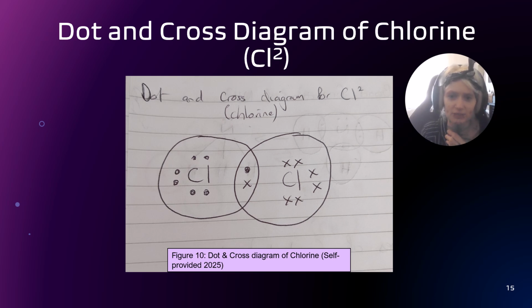Chlorine is a diatomic molecule, meaning 2 chlorine atoms share a single pair of electrons to achieve stability. Each chlorine atom has 7 valence electrons, meaning they are in group 17, and they share 1 pair of electrons to achieve a stable octet. It forms a single covalent bond, with both atoms achieving a full outer shell of 8 electrons.